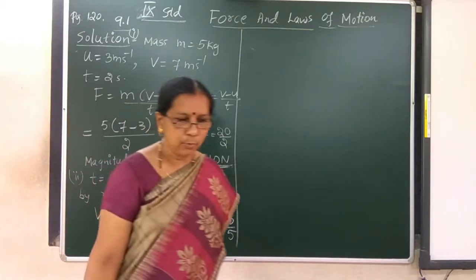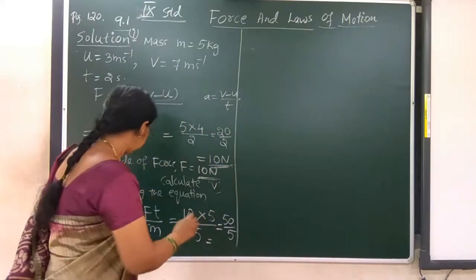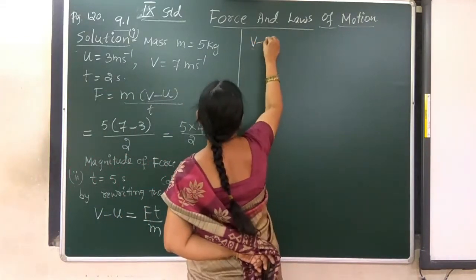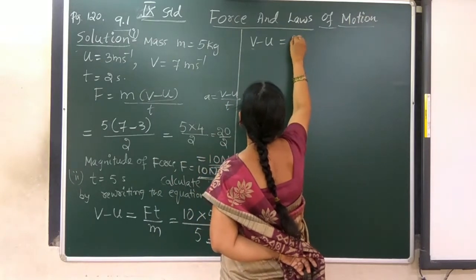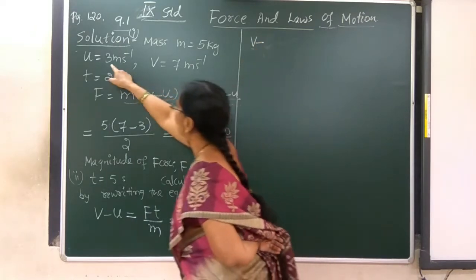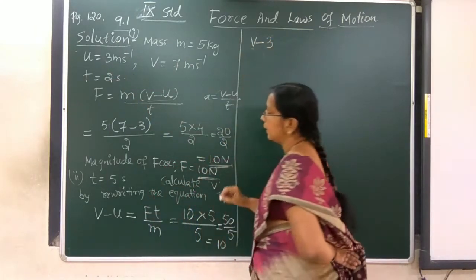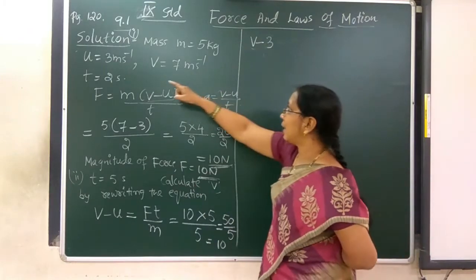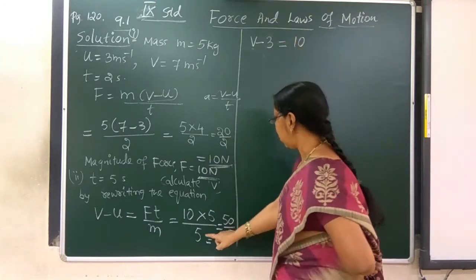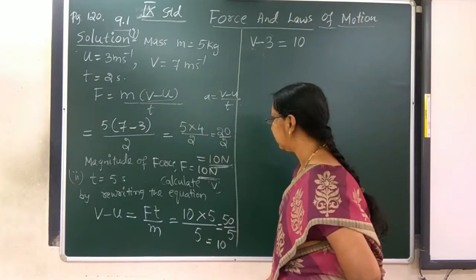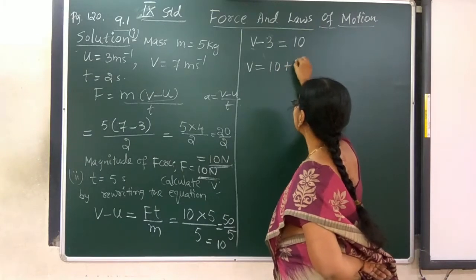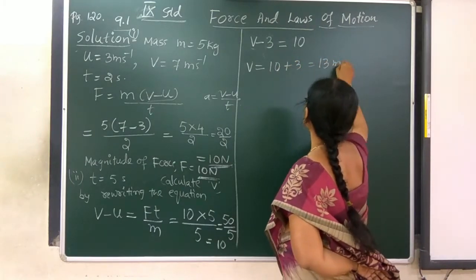50 by 5. How much? 10. So V minus U is 10. But what is U? V minus U is given there as 3 meter per second, that is equal to 10 now. So V minus U is 10. Now V is equal to 10 plus 3. How much? 13 meter per second.